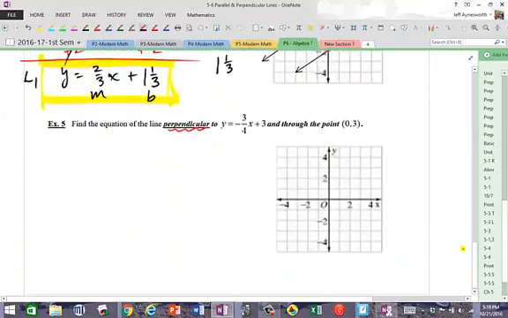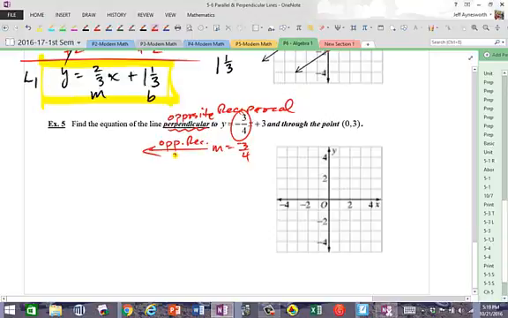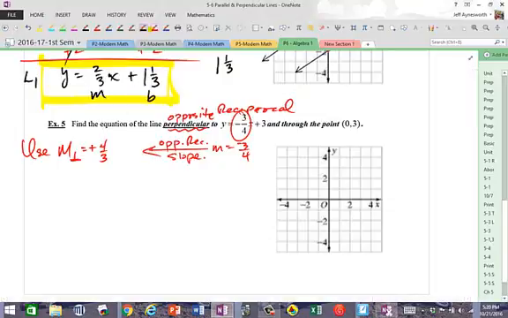So let's use it. The question is, what is the opposite reciprocal slope of this? Here the slope is negative 3/4. I don't want that. I want to know the opposite reciprocal slope. We're going to call that perpendicular slope. The opposite of a negative is a positive, and the reciprocal of 3/4 is 4/3. So the opposite reciprocal of negative 3/4 is 4/3.